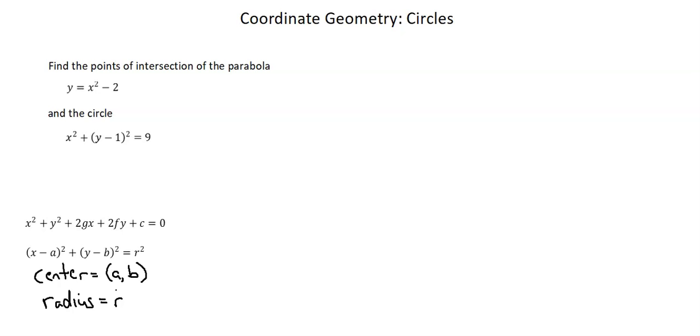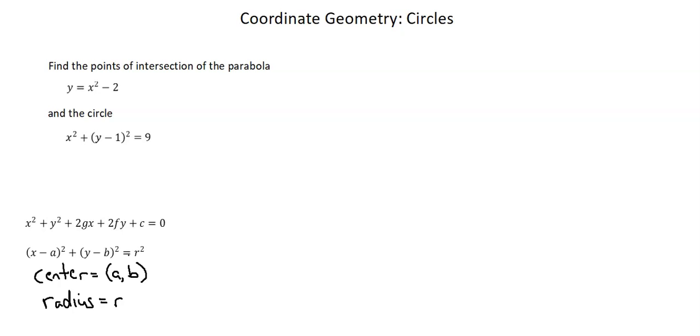We have points of intersection. We don't know how many, but we know more than one since points is plural, of a parabola and a circle. We don't need to use graphing. We could graph to get an idea of whether our answers are reasonable, but we're simply going to work through the algebra to find our points of intersection.